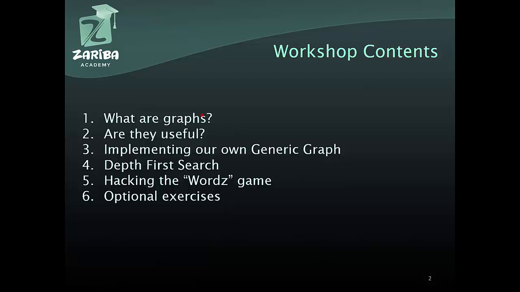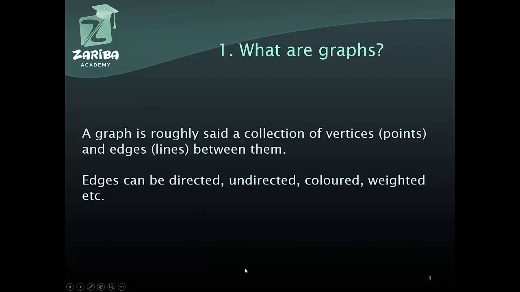All right, what are graphs? Okay, a graph is roughly said a collection of vertices or points and edges or lines between them. So from now on, every time when I say a vertex, imagine a point, and every time when I say an edge, imagine a line between some of the points. All right, edges can be directed, and then our graph is called directed. They can be undirected, colored, weighted, and so on. Anyone else have any other examples of edges? I think there are some more.